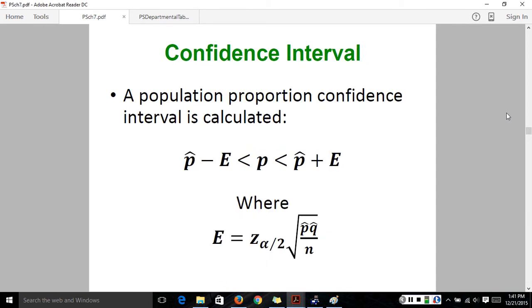To construct a population proportion confidence interval, we use a particular formula for the margin of error. E is the margin of error. It's z sub alpha over 2 times the square root of p hat times q hat over n. P hat is the sample proportion. Q hat is the complement of the sample proportion, so 1 minus the sample proportion, or 1 minus p hat. And n, of course, is the sample size. Z sub alpha over 2 is the critical value associated with the confidence level, which we talked about earlier.